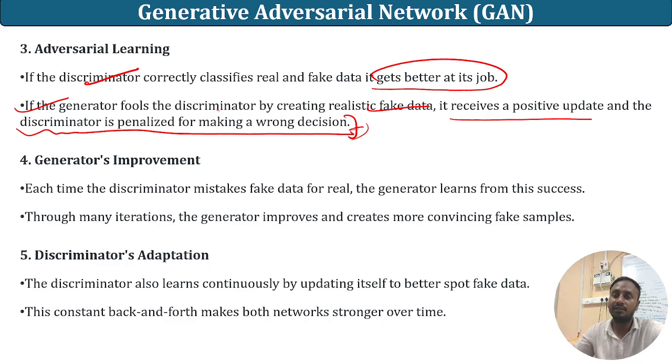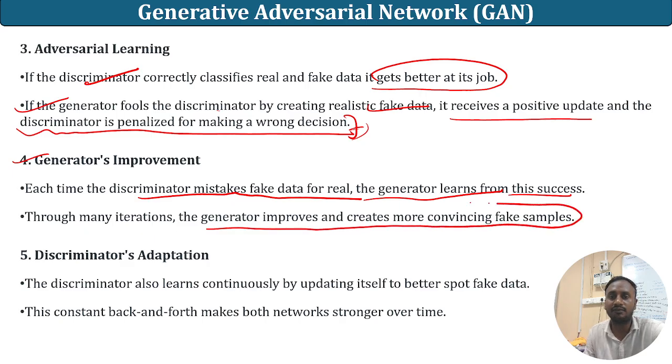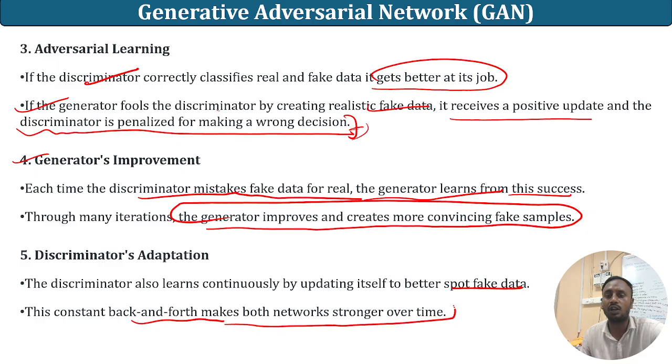Updating continues until it gets to look like the real data. Then after generator improvement, each time the discriminator marks the data as real, the generator learns from the success. Through many iterations, the generator improves and creates more convincing fake samples. Then after discriminator adaptation, it also learns continuously by updating itself to spot the fake data. This constant back and forth makes both networks stronger over time.